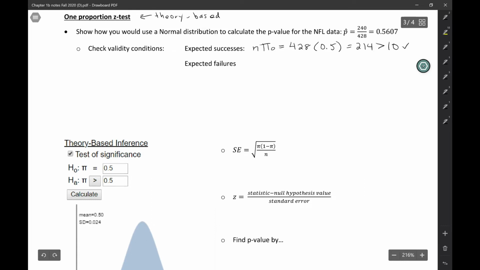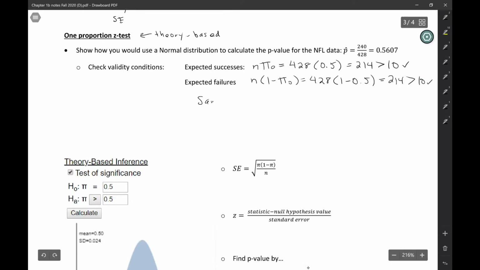10 here. And for the expected failures, we're doing 1 minus the value from the null hypothesis. So when it's equal to 0.5, this of course gives us the same thing, 214, and it's still bigger than 10. So because both of these conditions are met, that's telling us that the sample size is large enough to use the normal approximation. So this is a guideline to tell us how large our sample size needs to be before it's reasonable to use theory.